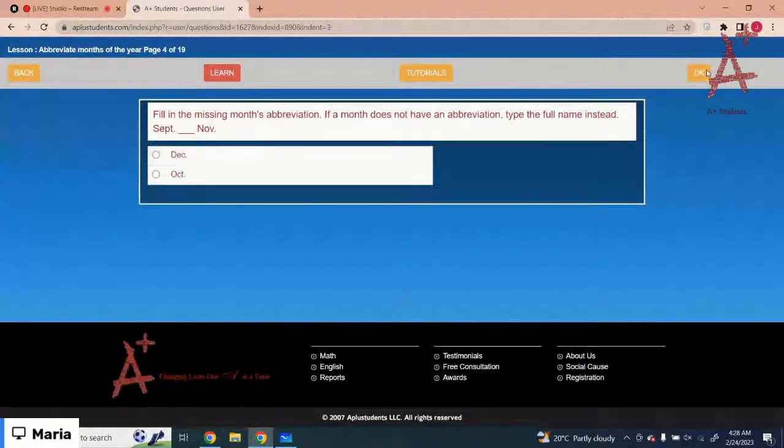September, dash, November. Which is the month after September? That would be October. Got it? Between September and November, we have October. So select the correct option and click on the OK button.